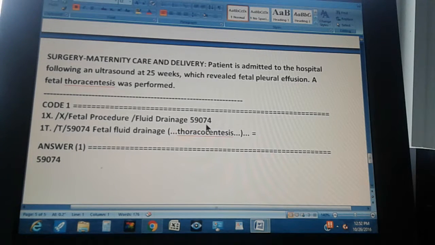So this code is checked through the tabular like this. First you go to the tabular. Then you go to exactly that number, 59074, and you read: fetal fluid drainage, also known as thoracentesis. Thoracentesis and thoracocentesis are synonyms. They're exactly the same. So the answer is 59074. The equal sign represents that we have double checked this code. So again, the answer is 59074.